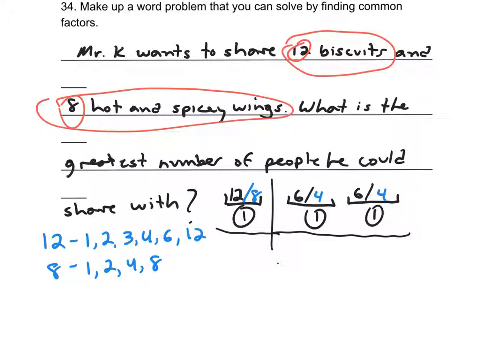How about 3? Well, we can't use 3 plates because 3 isn't even a factor of 8. So we have to go to 4. So 4 is the greatest common factor. So if we had 4 plates, 1, 2, 3, and I have to put 1 down here. So there's my 4 plates. That means each person would get, well, 4 times 3 biscuits. So each person would get 3 biscuits.